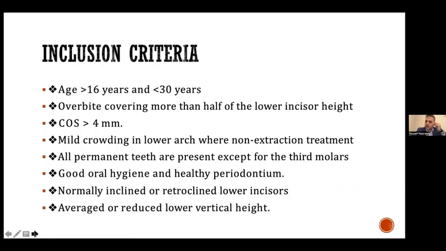The inclusion criteria were a little bit long. Age ranged between 16 and 30 years. Overbite covering more than half of the lower incisor height, so it needs to be a deep overbite patient. Curve of Spee more than 4 millimeters, which equals an accentuated curve of Spee. I will show the picture after this slide, explaining how it needs to be accentuated in my study. Mild crowding in the lower arch, with non-extraction treatment.